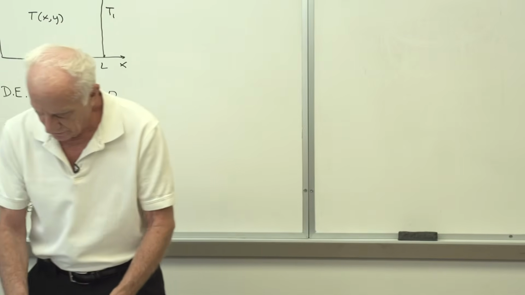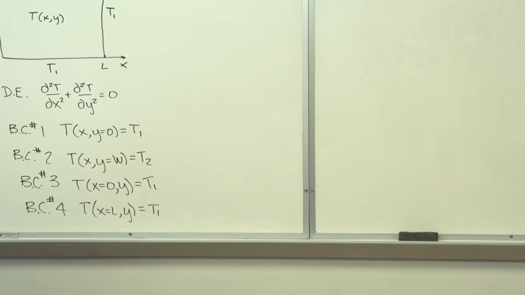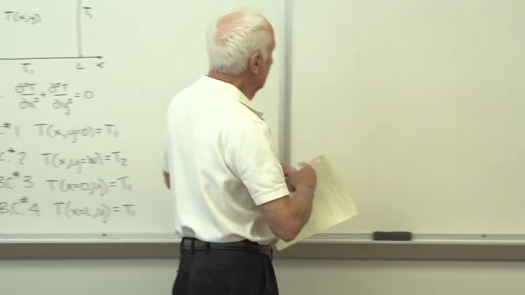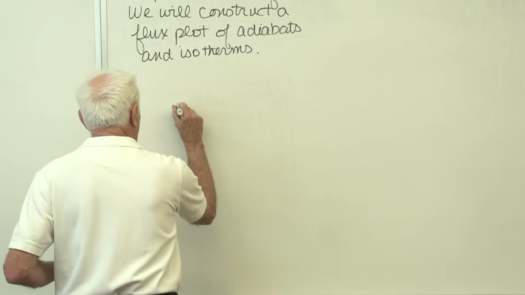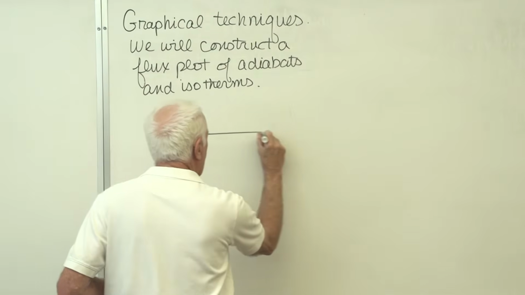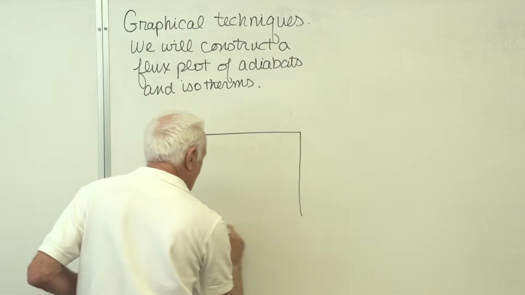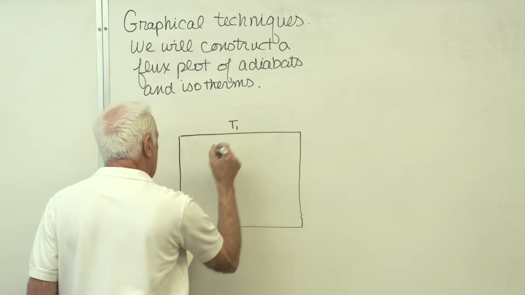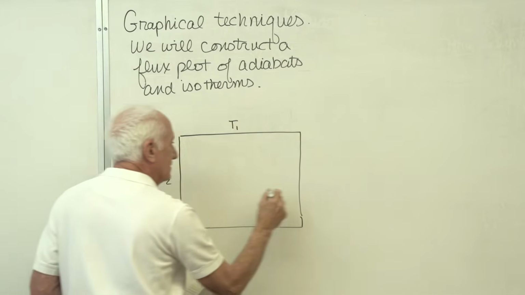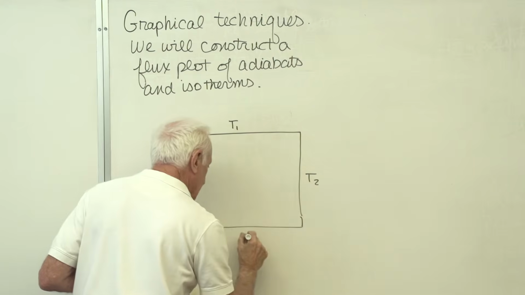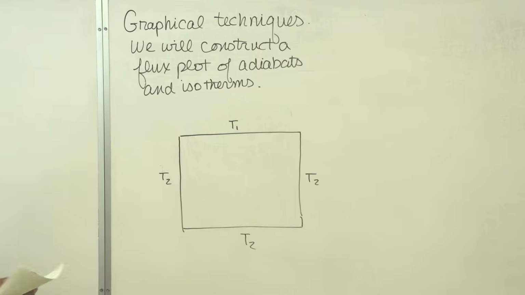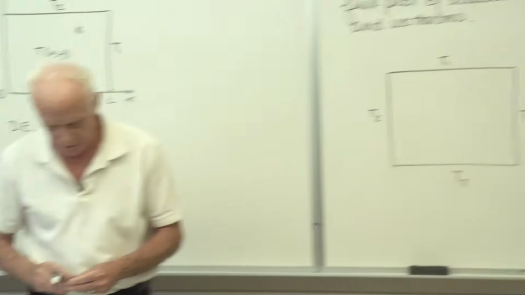So let me go ahead and draw an example here. I'm going to take a rectangular plate. And I'm going to assume the top surface is maintained at a constant temperature T1, the left-hand side T2, the right-hand side T2, the bottom at temperature T2. And I'm asked to construct a flux plot for that.